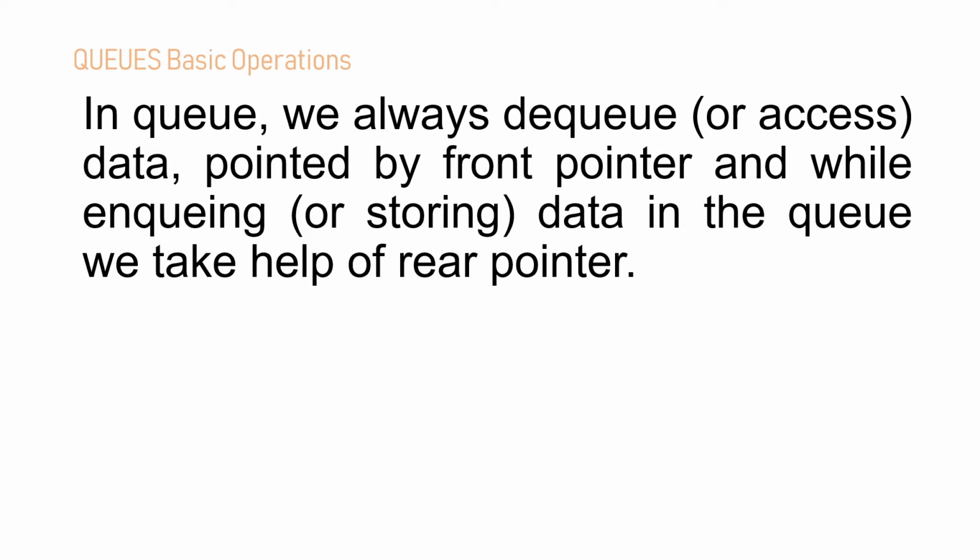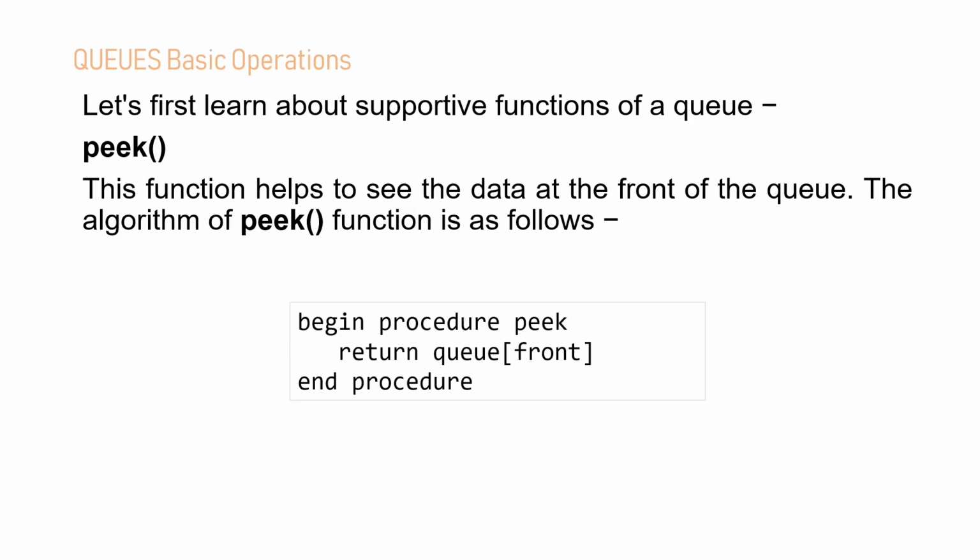So remember, in queue, we always dequeue or access data pointed by the front pointer, while in queuing or storing data in the queue, we use the rear pointer. So let's now discuss the peek function. It will only give us a Boolean result, or it will return the front element. Somehow it can be Boolean, or it can be the actual index of the queue.